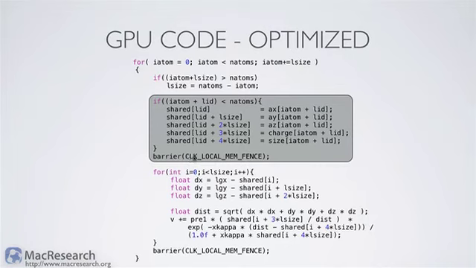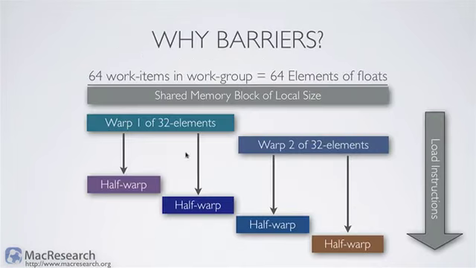Now you might say, well, why is there a barrier here? Why do I need to have a barrier? So let's talk about that. I put together a slide. Now remember, we have 64 work items in our work group, and in this case it's equal to 64 elements of floating point values. If our shared memory block was just of local size 64, just for simplicity.